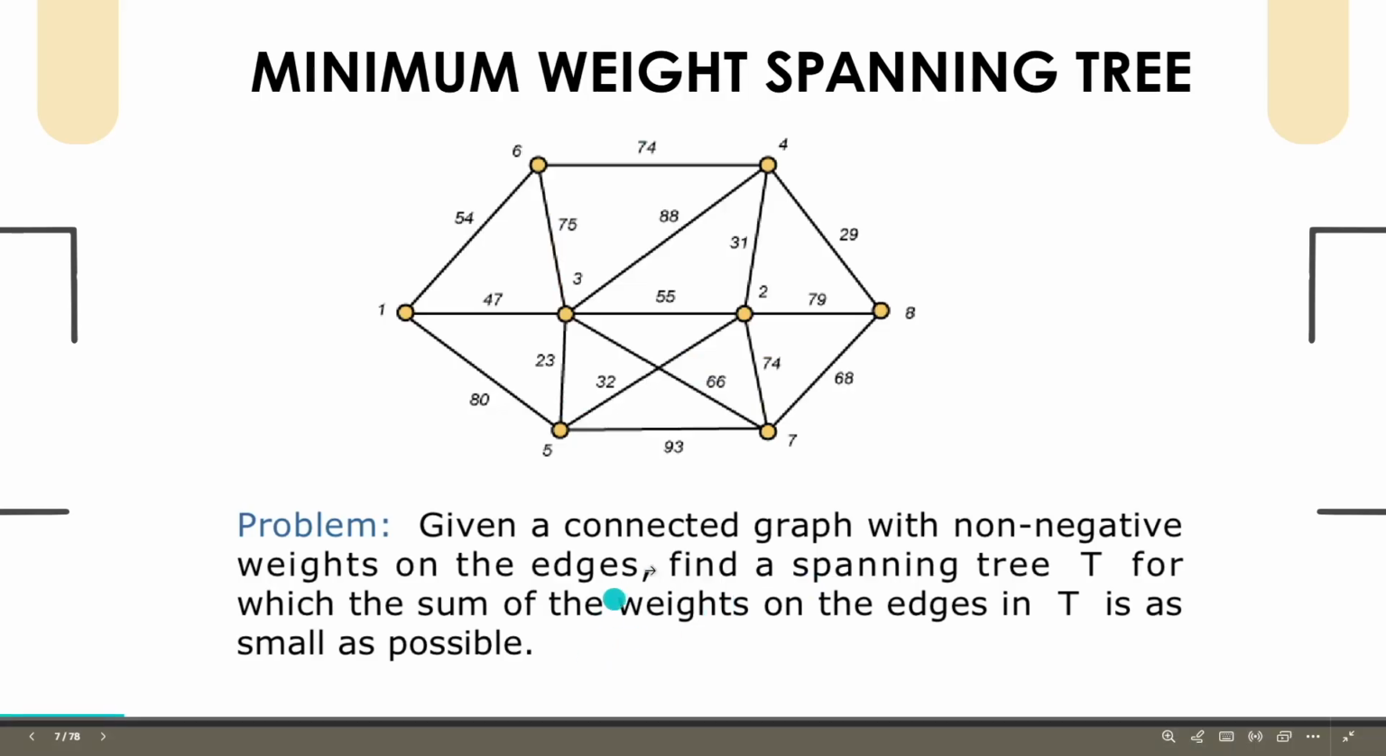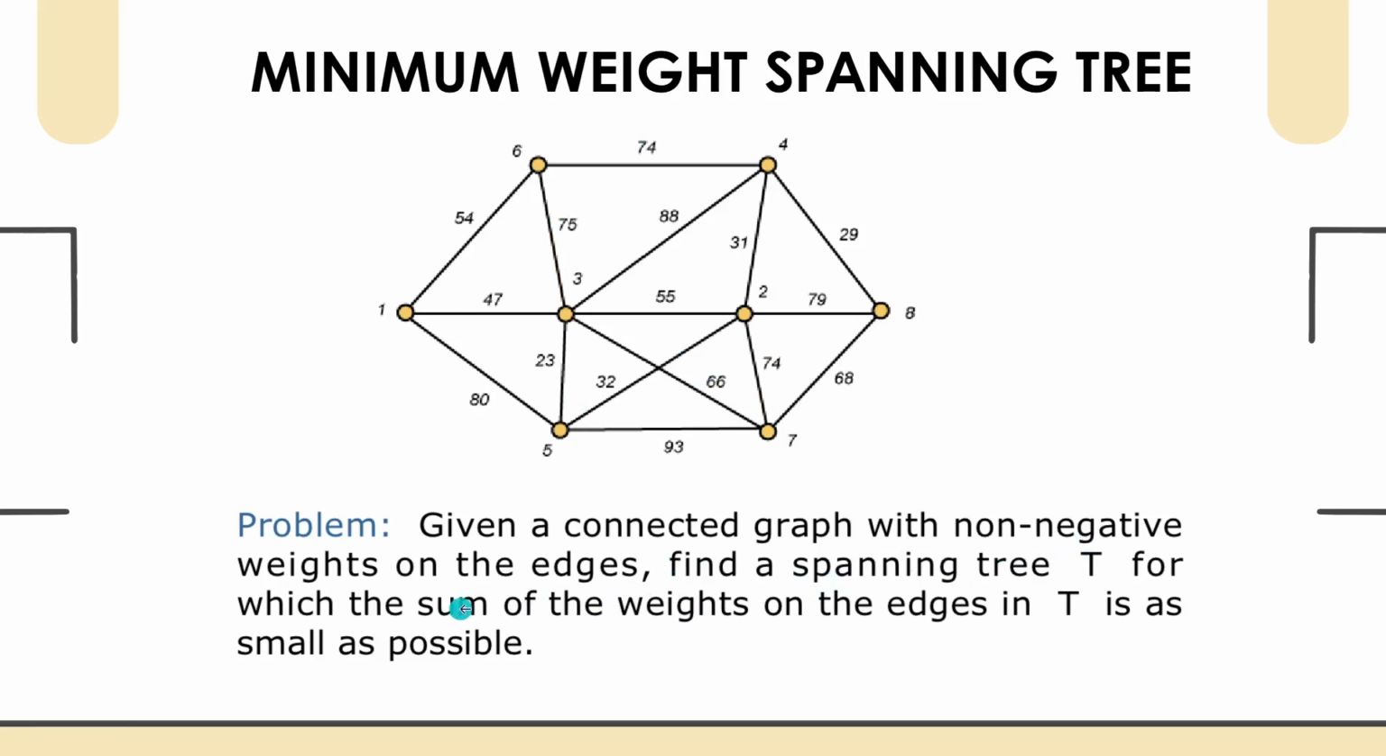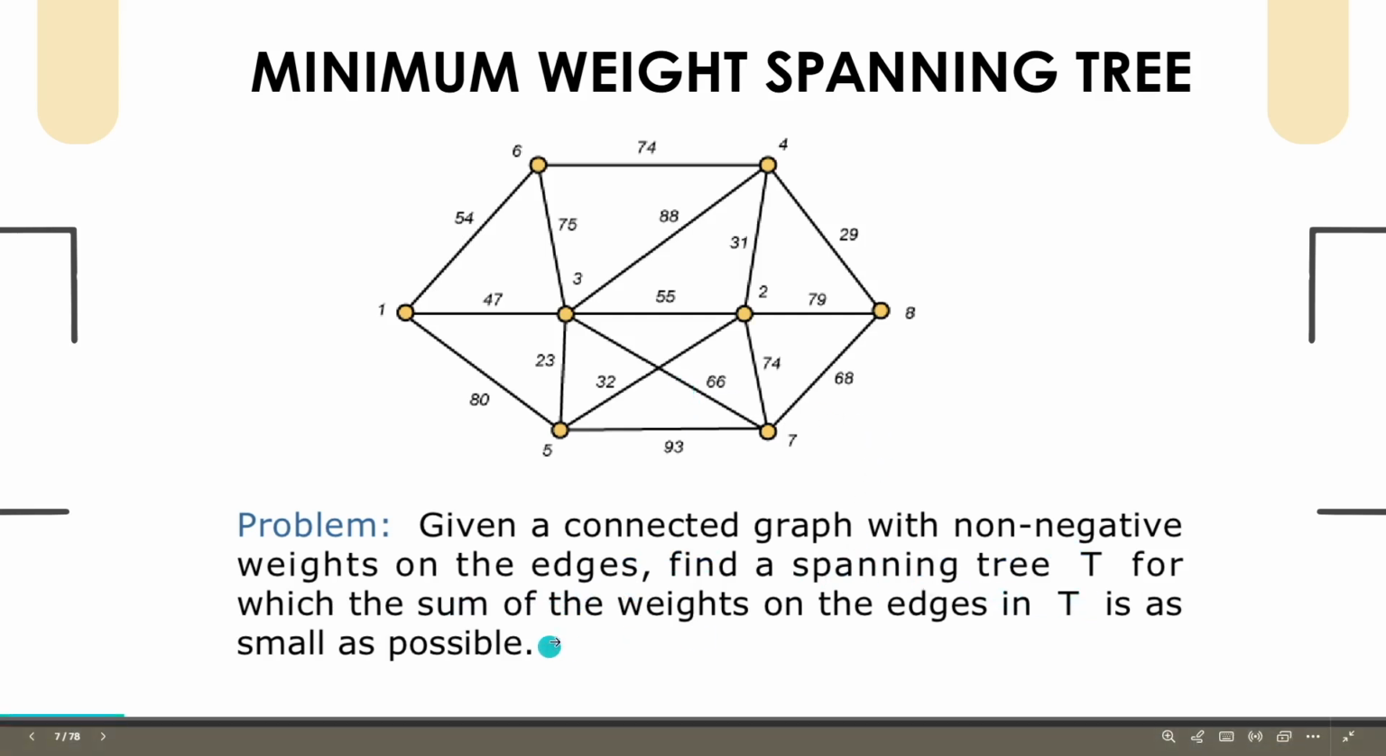So, considering this, now we define what the minimum weight spanning tree problem is. Given a connected graph in which all the edges have non-negative weights, we are supposed to find the spanning tree T for which the sum of weights on all the edges is as small as possible. That is why this tree has got the name minimum spanning tree. We should be able to convert the graph into a tree, and when you sum up the weights of all the edges in that particular tree, its cost should be as small as possible.